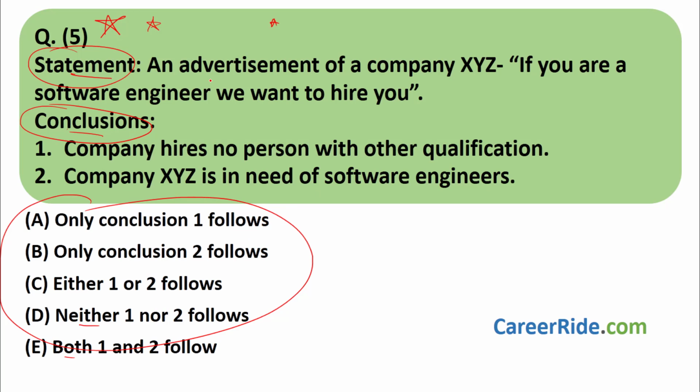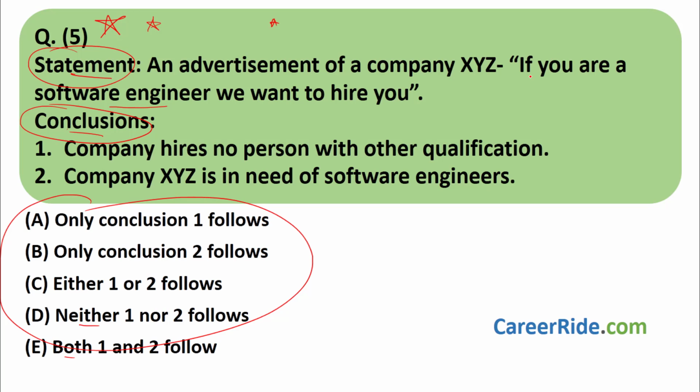The statement is, an advertisement of a company XYZ: if you are a software engineer, we want to hire you. What are the conclusions based on the statement? 1. Company hires no person with other qualification. 2nd, company XYZ is in need of software engineers. Now let's take a look at the first conclusion: company hires no person with other qualification.